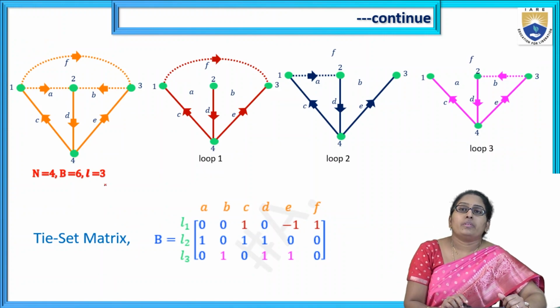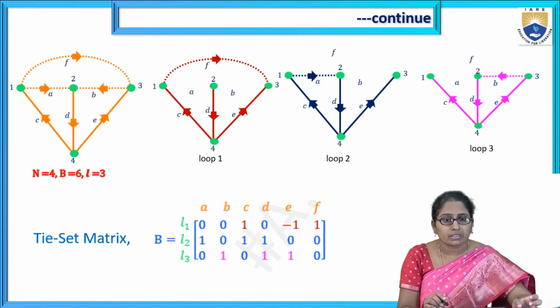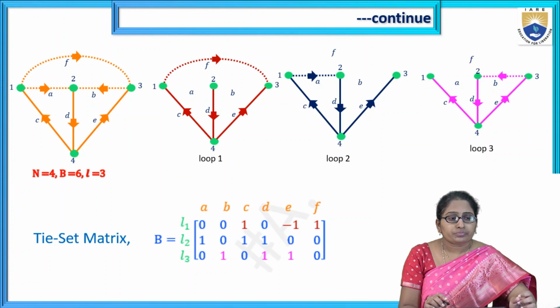So now, to write down the tie-set matrix, we know how to find it. Basically we need to get the tie-sets, fundamental loops. Tie-sets are also called fundamental loops, F loops. We need to find the tie-sets, and then based on the number of tie-sets, the fundamental loops, we can write the tie-set matrix.